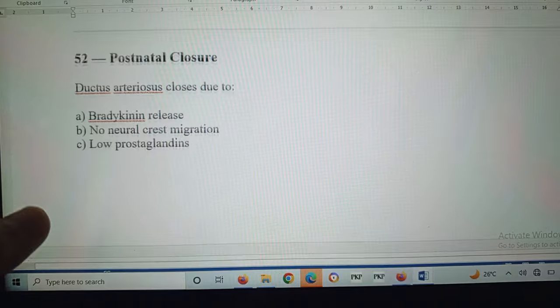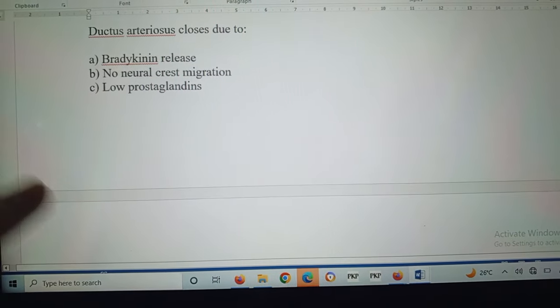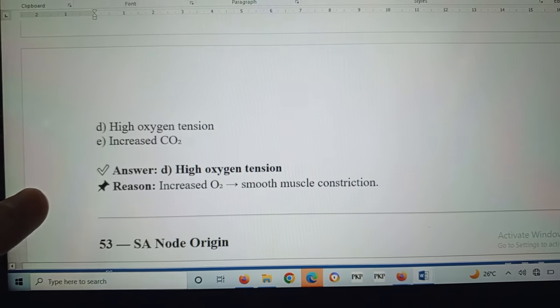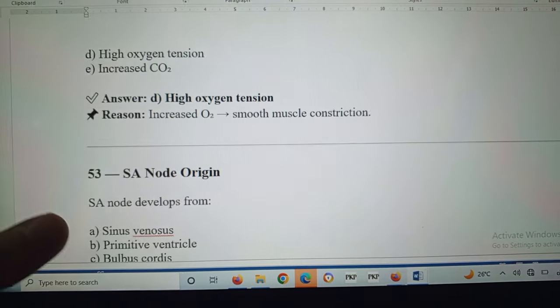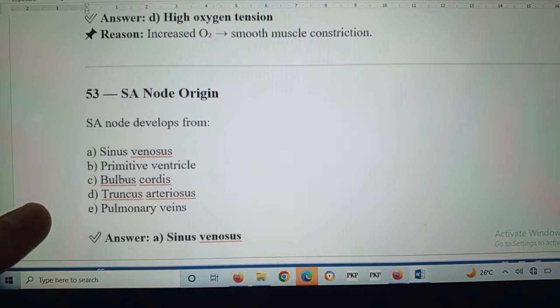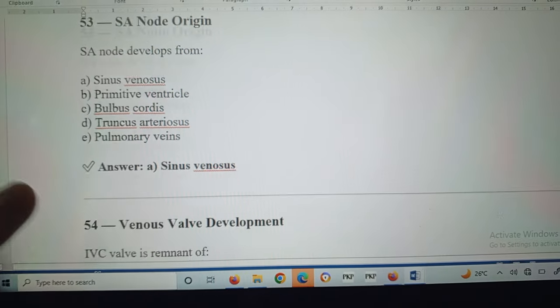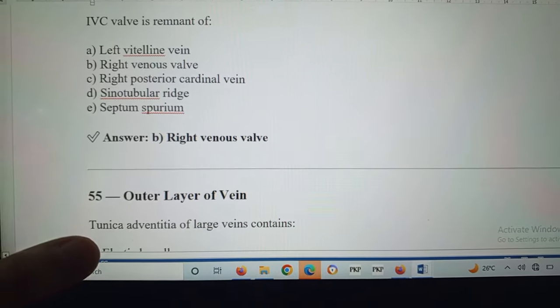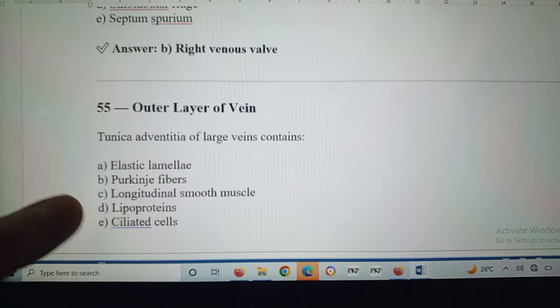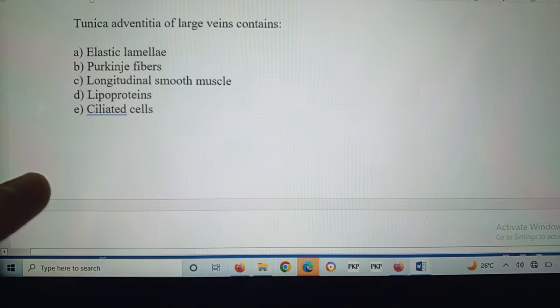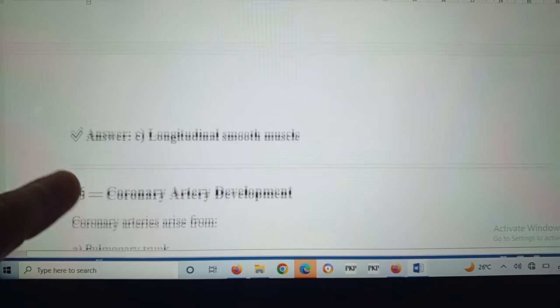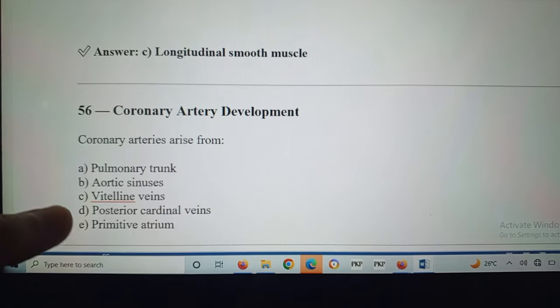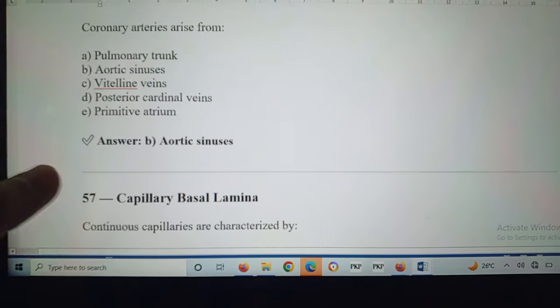Ductus arteriosus closes due to the high oxygen tension. Increased oxygen increases the smooth muscle constriction. SA node develops from sinus venosus. Inferior vena cava valve is a remnant of right venous valve. Tunica adventitia of large vein contains longitudinal smooth muscle. Coronary artery arises from aortic sinuses.